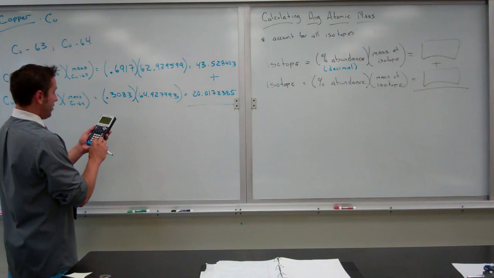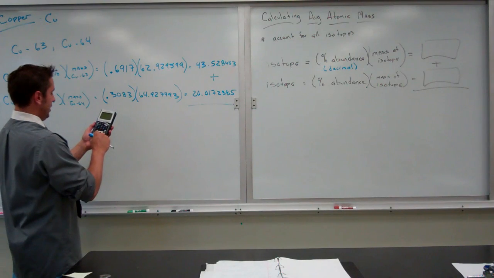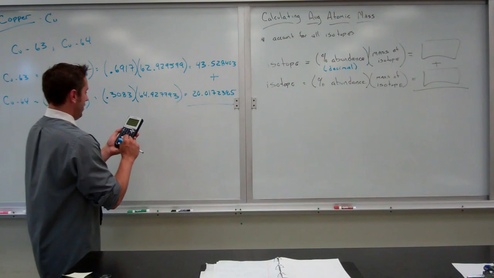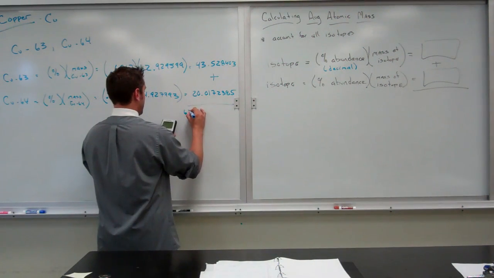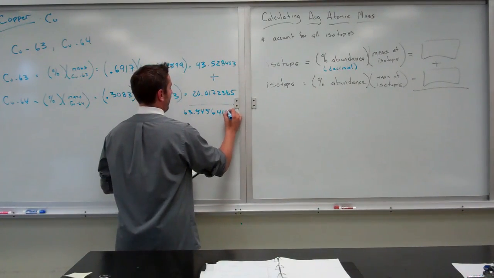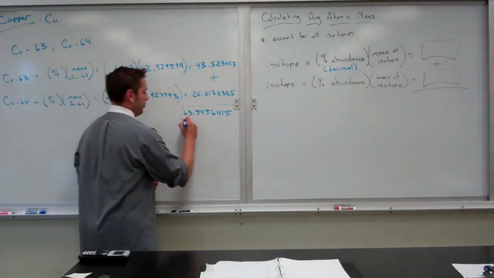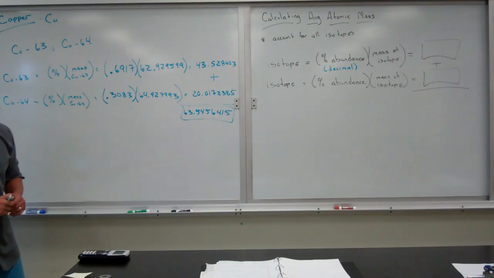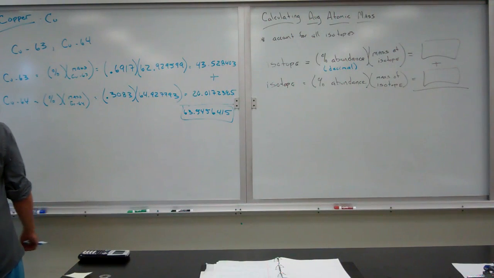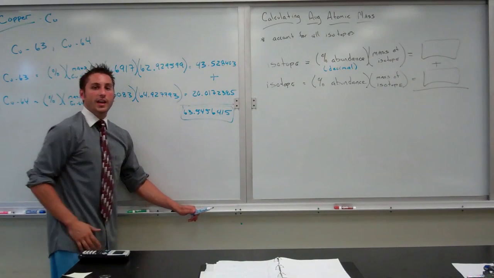So we will take 43.528403 plus 20.0172385 and get a value of 63.5456415. Sure enough, if you look in the box on the periodic table for copper, its number on the table, and I'll look up to the one we have here, is 63.54, and sure enough, 63.54 is what we got.